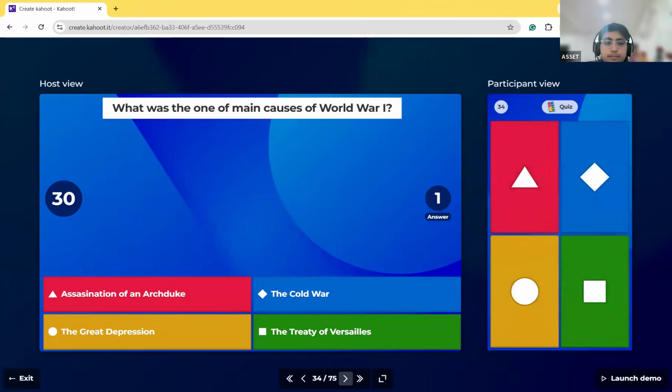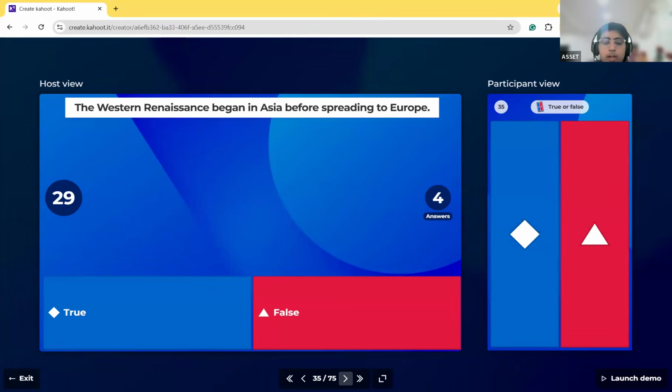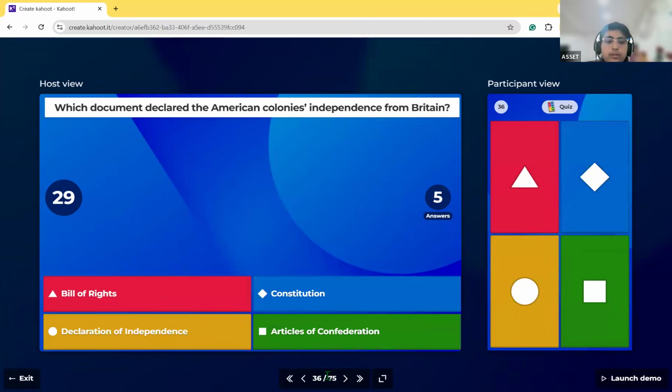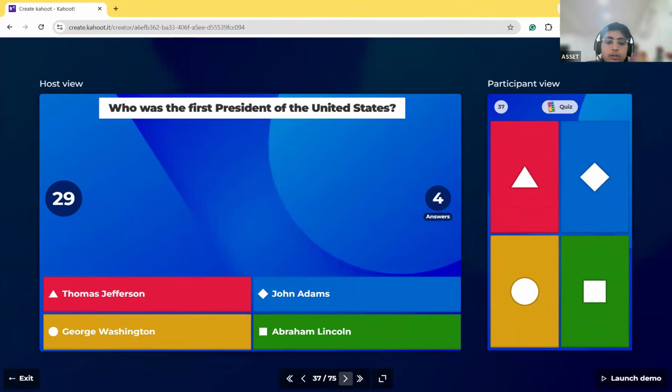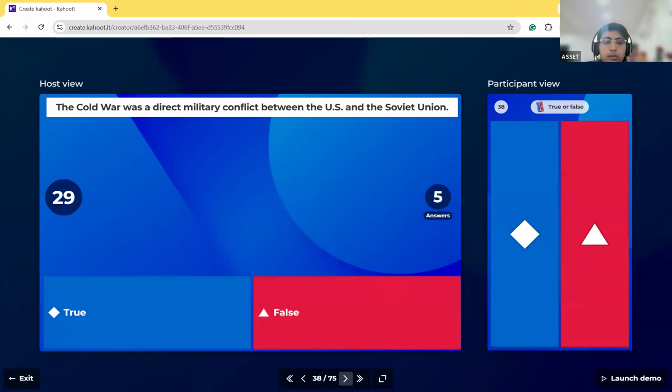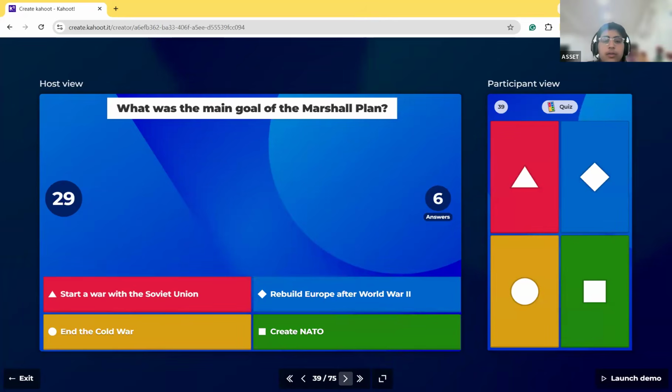History. What was one of the main causes of World War I? The Western Renaissance began in Asia before spreading to Europe. Which document declared the American colonies' independence from Britain? Who was the first president of the United States? The Cold War was a direct military conflict between the US and the Soviet Union. What was the main goal of the Marshall Plan?